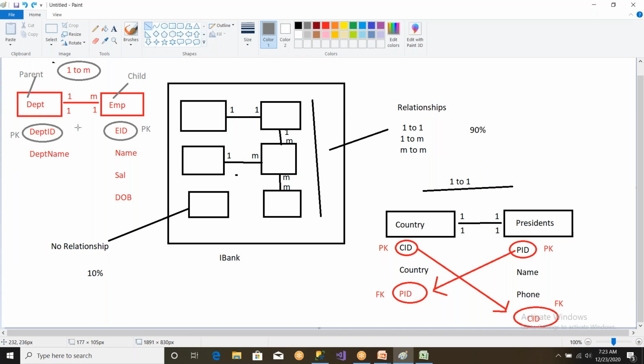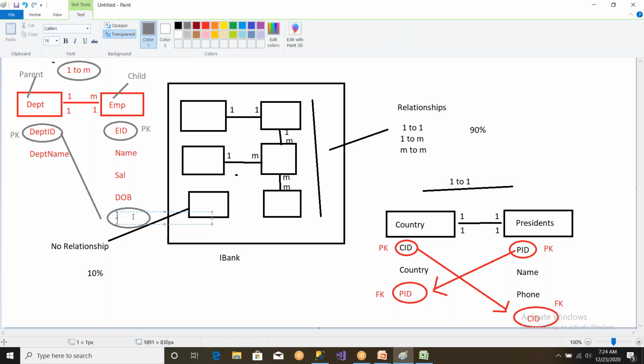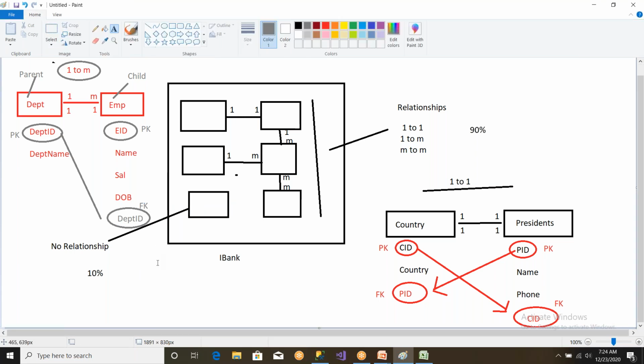Parent table's primary key can become a foreign key, but not the opposite. Clear? So you cannot take any primary key and make it a foreign key. There is a rule in this. What is the rule? The rule is very simple. You have to identify the parent table. Only the parent table's primary key can become a foreign key in the other table, not the other way around. Clear? Why not? We'll discuss tomorrow. This is very, very important.